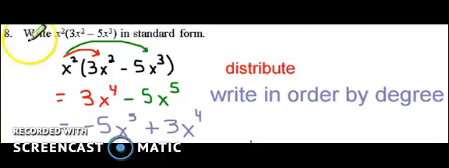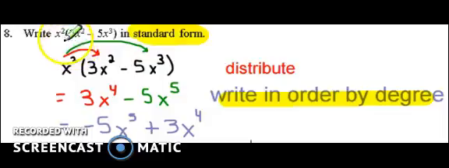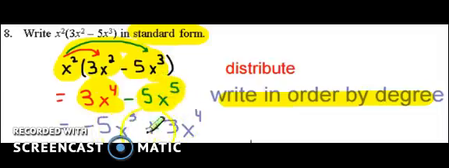In problem number 8, we're going to write in standard form. Standard form is in order by degree. I go from the highest degree to lowest degree. So I'm going to go ahead and multiply x squared times 3x squared. That's how I got 3x to the 4th. And then I go 3x squared times -5x squared. So that's how I got -5x cubed. Put it in order. So I have my 5th degree comes first, then my 4th degree.